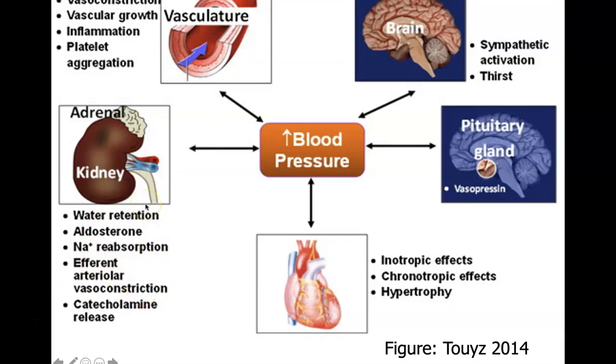And I want to point out here too that one more thing that happens when you have blood pressure changes is going to be the brain. So in response to blood pressure, you can have sympathetic activation and thirst, which can help you increase your blood pressure. So there's lots of ways in which you can increase your blood pressure. And certainly these are things that we might think about blocking when we're thinking about lowering someone's blood pressure.